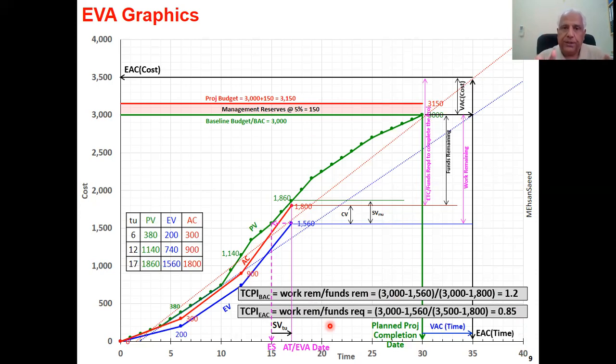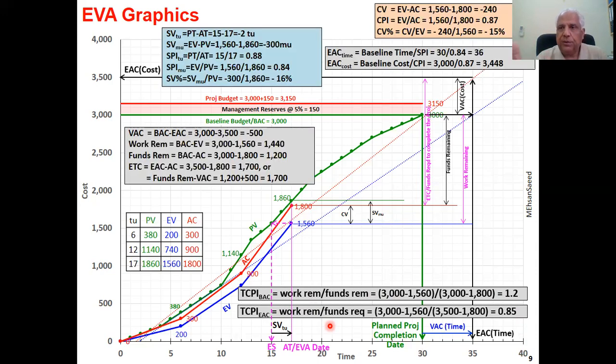What I'm going to do now is put all the previous calculations, KPIs, etc. on the same chart as shown. And now on this one slide, you have all the earned value analysis concepts explained fully. This is one master slide or page in which everything you need to know about earned value analysis is depicted.